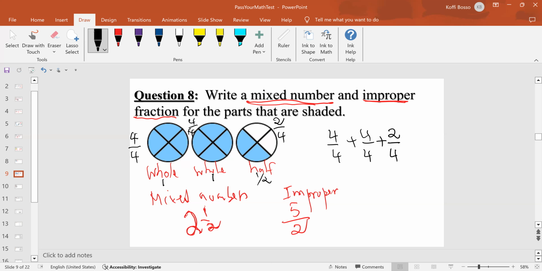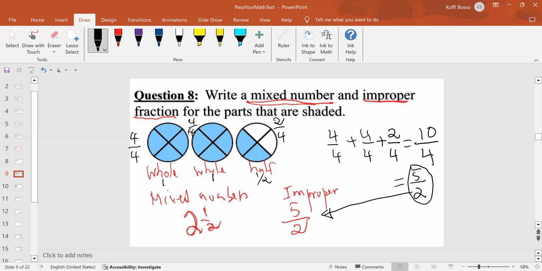Now if you want to add these 3 fractions, understand that to add fractions, you have to make sure you have the same denominator, which is here 4. And now you add the numerators, you get 10 over 4. Can we simplify 10 over 4? Yes. You just divide 10 by 2, you get a 5. You divide 4 by 2, you get a 2. So you get the same answer, 5 over 2, as improper fraction.